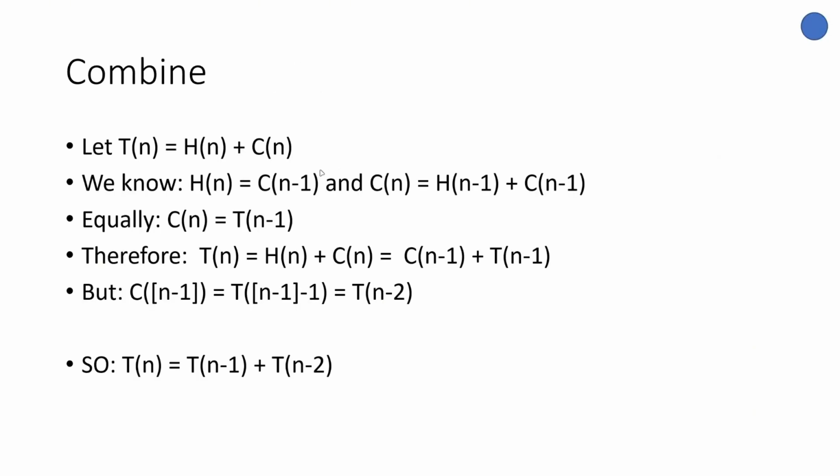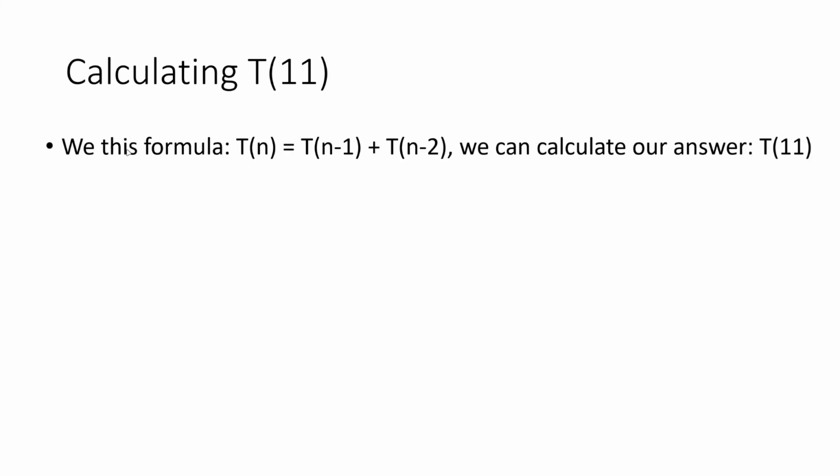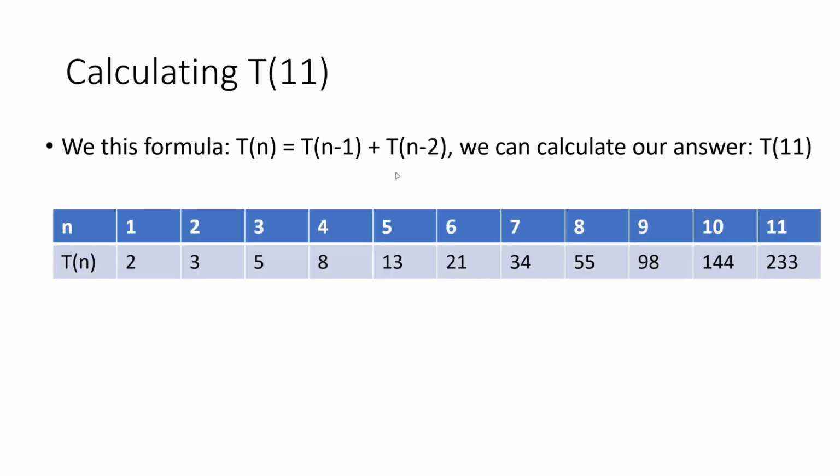Now the question is asking us to find the total plants on day 11. So we need to calculate t of 11. To do this, we already derived our formula here. So we can just make a list of values of n and t of n. And this just follows a very simple Fibonacci sequence. And for t of 11, we get a final value of 233. So there are 233 plants for day 11.